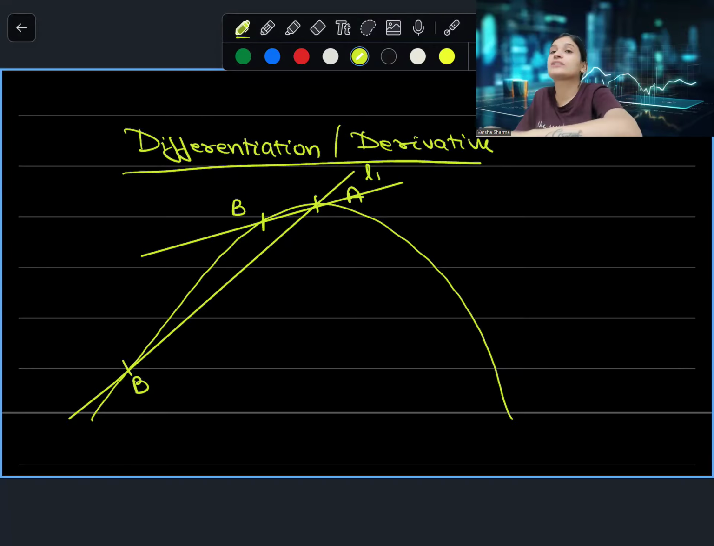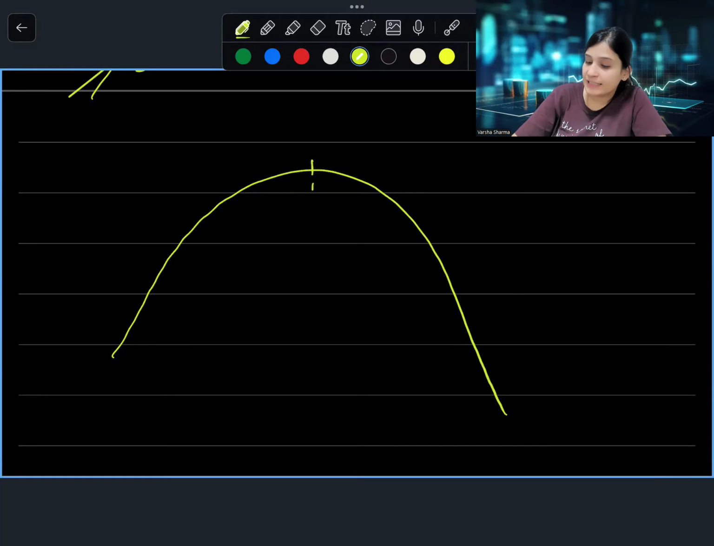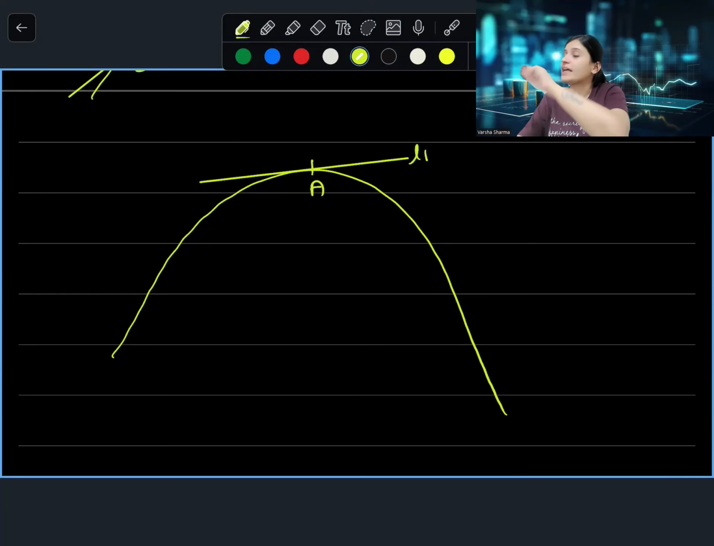That means I cannot take such a line. So how should my line be? A line which cuts my curve at exactly the point that you want to study, which is known as a tangent. A line that touches the curve at only one point is known as a tangent. So if you want to study the point A, you can only use the tangent that we draw at the point A.